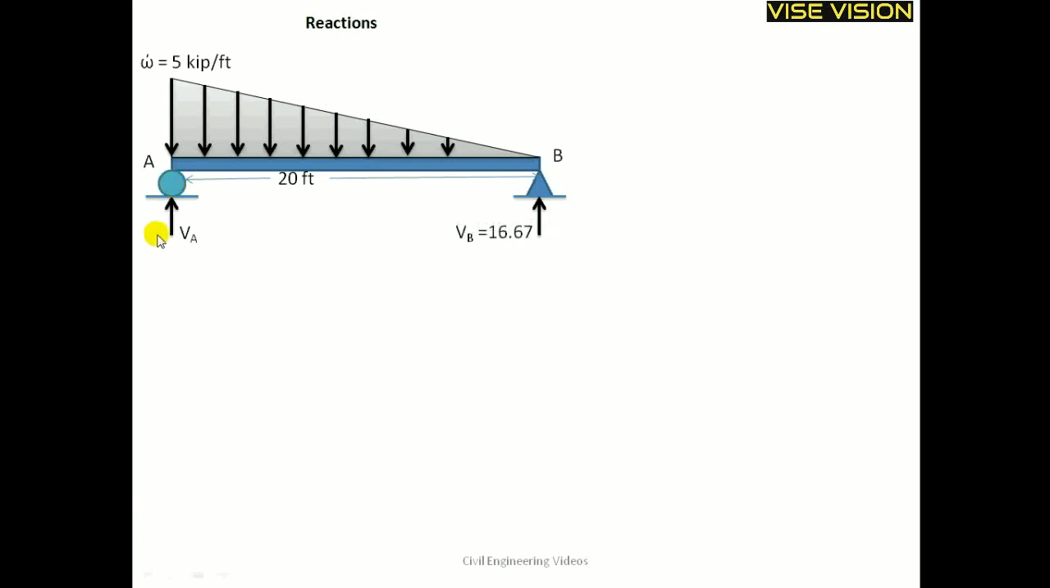And now I will proceed for the VA. I can find out the VA by the same method by taking the moment about point B, and I can also find it by taking the sum of all vertical forces equal to 0. Here the upward force is taken as positive and downward force is taken as negative. Only the vertical forces are considered over here.